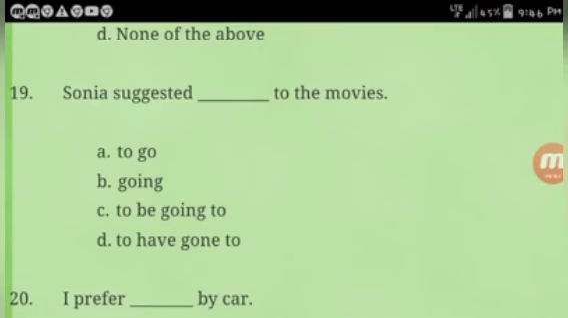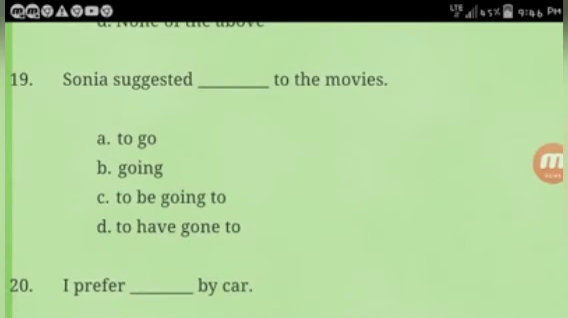Okay, you must search for the verbs that are only followed with to plus verb, or the infinitive form, and there are also verbs that are only followed with the ing form, and there are also verbs that can be followed by to or infinitive or ing. Okay, so here, suggested, this verb is only followed with the ing form. Okay, Sonia suggested going to the movies.